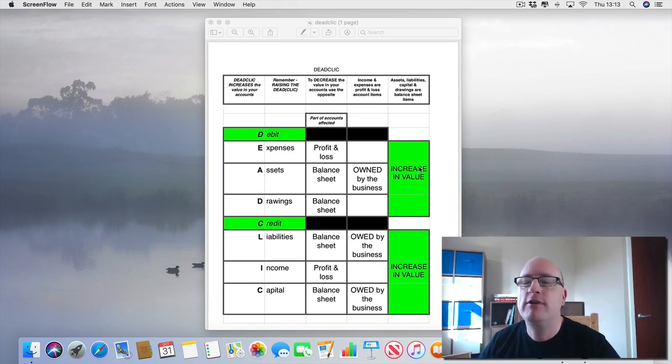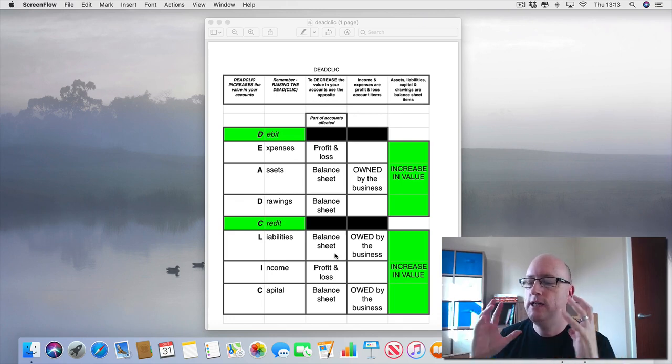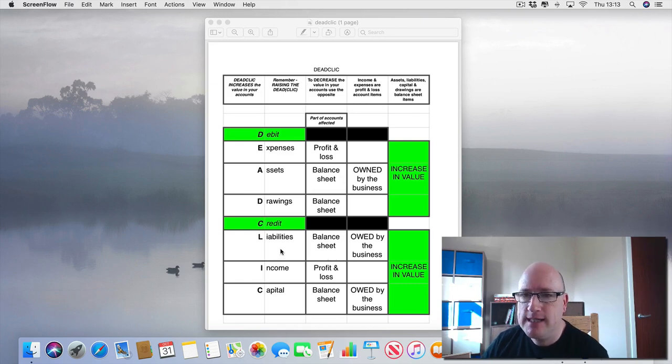And again, to reiterate it one more time, it's to increase the value. So when we debit any of these three, we're increasing the value. Likewise, on the "clic" side, that's credit, liabilities, income and capital, when we're increasing any of these accounts, we use credit. But as I say, if you're not following this 100%, don't panic, because it will all become clear. On each transaction in the next section, I will explain the DEADCLIC methodology in every single transaction that I do.